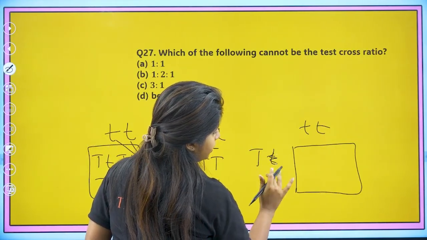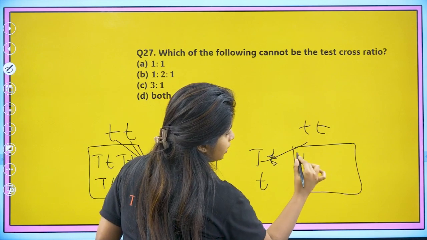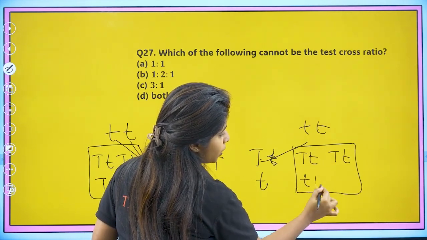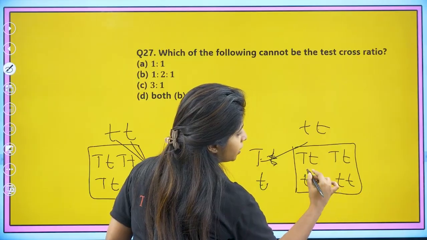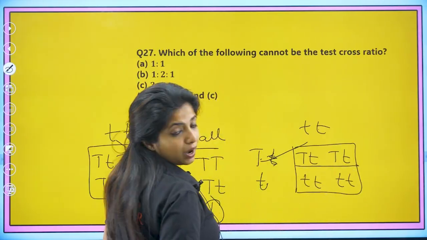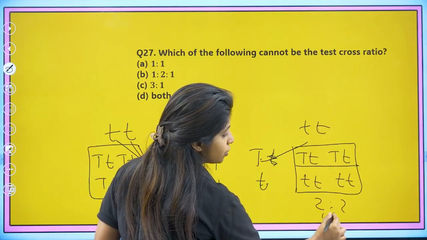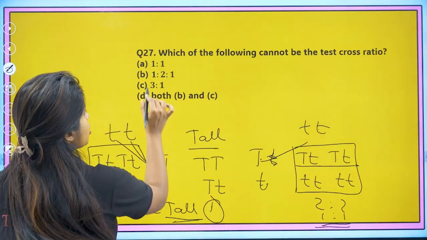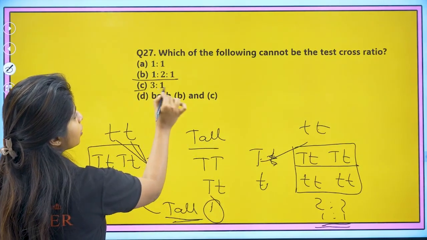Suppose I will write it like this. This and this goes, you get Tt. This and this goes, you get Tt. This and this goes, you get tt. This and this goes, you get tt. So two of them are tall, two of them are what? Dwarf. So 2:2, that is 1:1 ratio is being found over here. So either 1 or 1:1 ratio, but not 1:2:1 or 3:1.